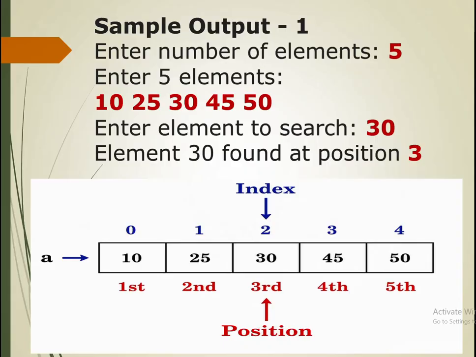i equals 0. Then 10 not equal to 30 is true, so i becomes 1. The value is 25. 25 not equal to 30, so i becomes 2. Then i equals 2. The value is 30. 30 not equal to 30 is false. The condition is false. The loop stops because we found the element.